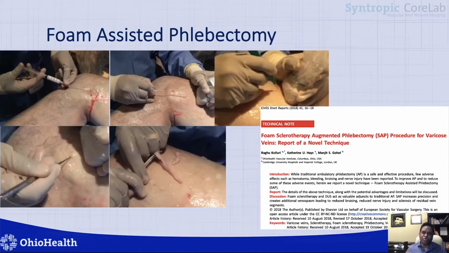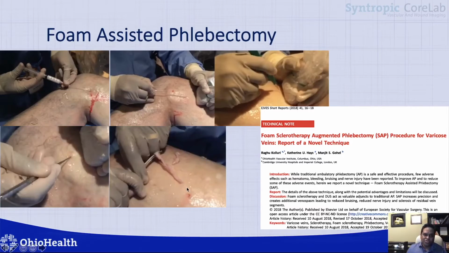polidocanol, typically 0.5% polidocanol foam, is injected into the vein, making the vein opaque under ultrasound. And then tumescence is given under ultrasound, compressing the vein from outside. The foam spasms the vein from inside, and then under ultrasound guidance, the incisions are made and the hooks are passed, and you can see the hook grabbing the vein, and then we exteriorize it.